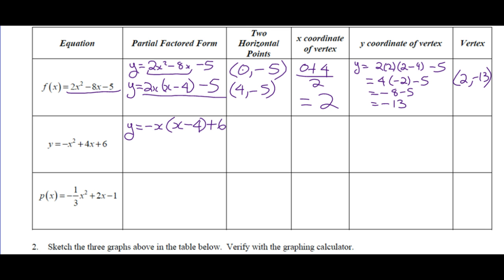So we get negative x. What do we know? This thing opens which way? Down. So we take the negative x out, and then I get x minus 4. So what are my 2 horizontal points?